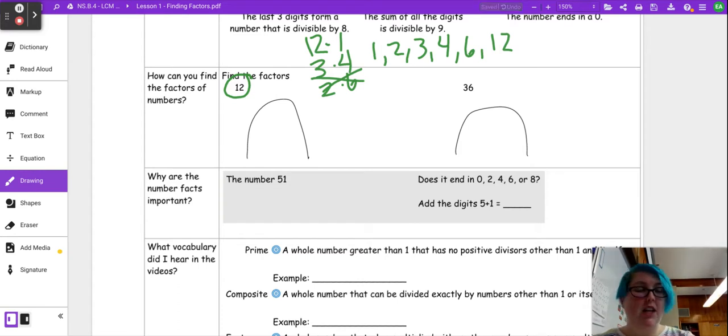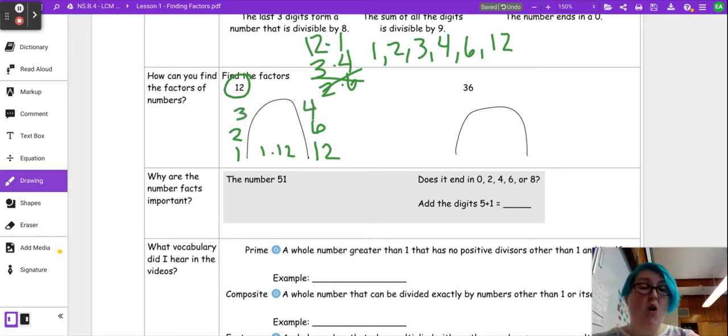You can see here, not a perfect rainbow, but we start at the bottom. We always start with 1 on the left side. So 1 times 12, we know that. Then on the left side, we go to the next whole number, that's 2. Well, we know 2 times 6 is 12. And then from 2, we go to the next whole number, which is 3, and 3 times 4 is 12.